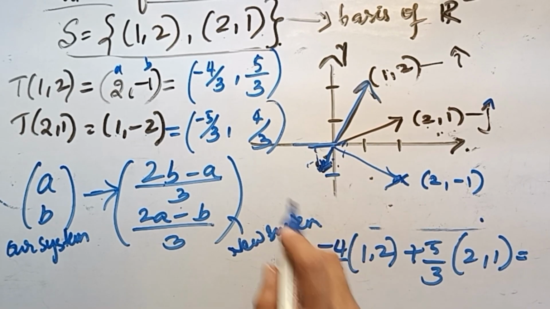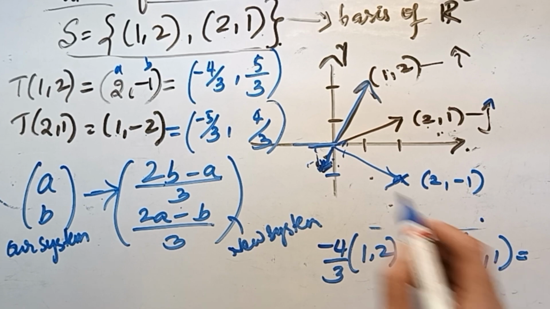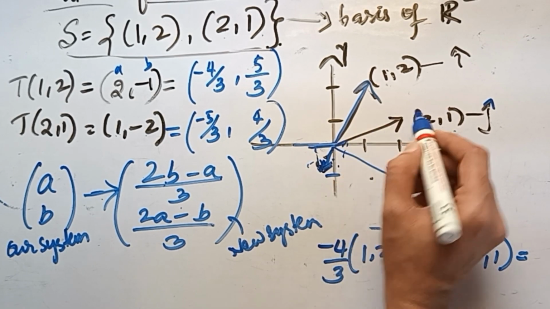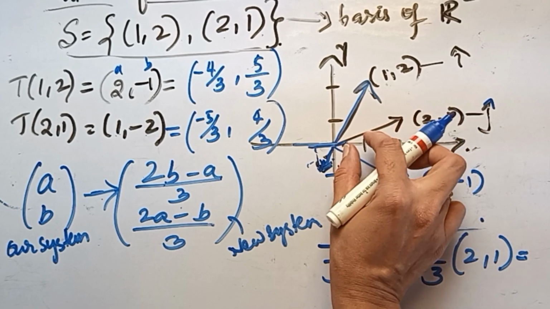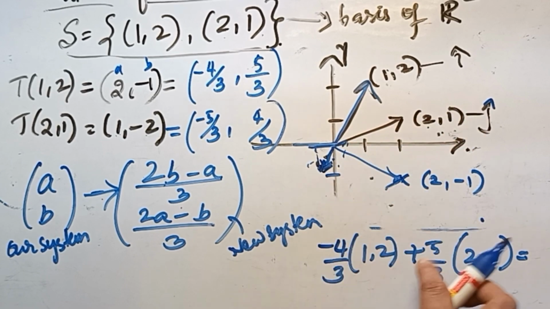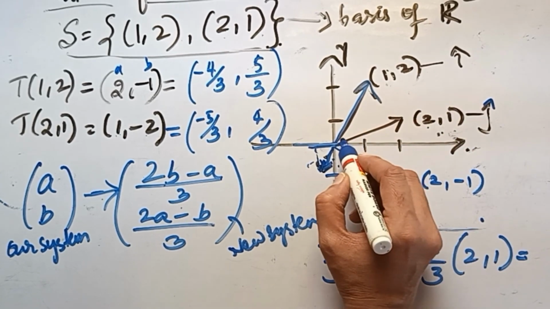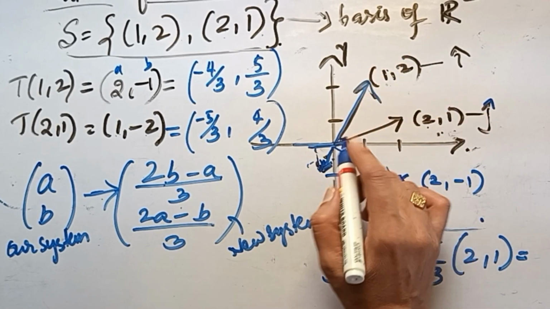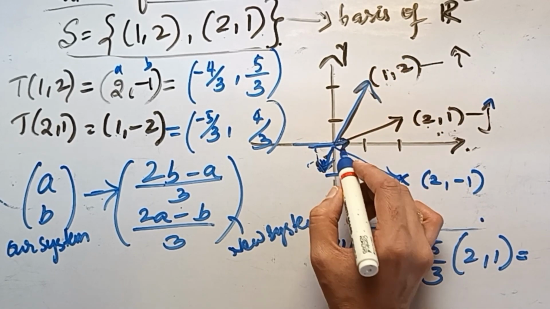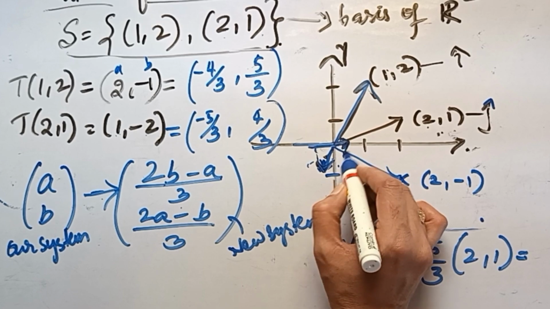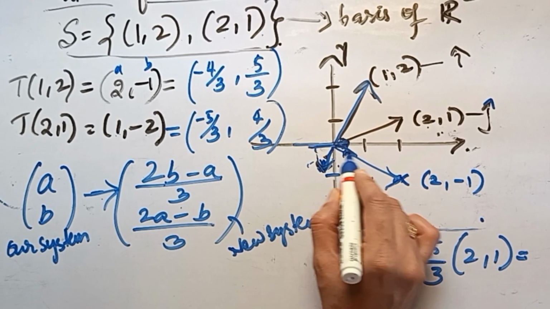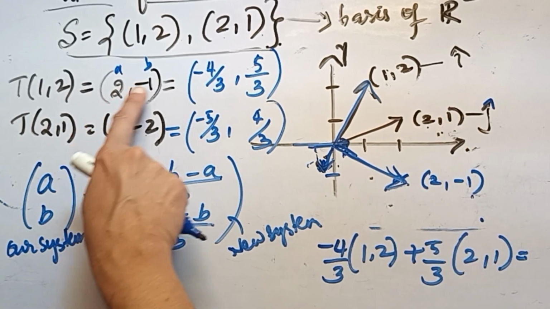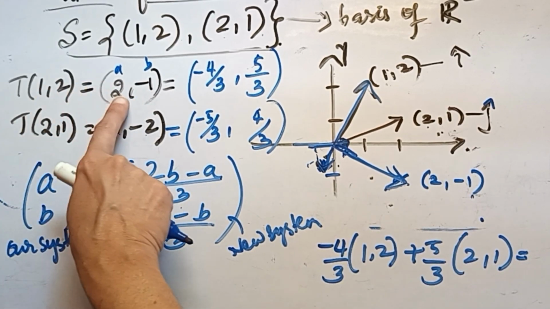Then next is 5 by 3 times 2 comma 1. It is not in the opposite direction. 5 by 3 means 1 point some value. So this vector gets elongated, around 1 point something times 2 comma 1, around like this. The other one becomes short, in the opposite direction. Now add these two vectors here. When you add these two vectors, this is the position 2 comma minus 1. Okay, 2 comma minus 1 is in our language. 1 comma 2 goes to 2 comma minus 1.